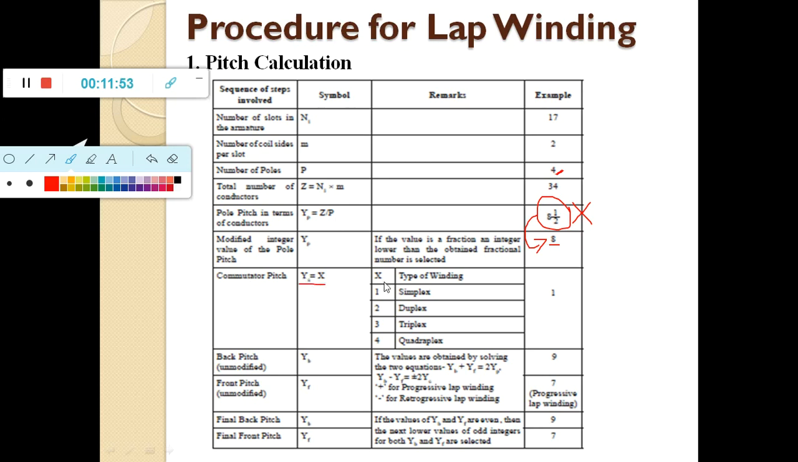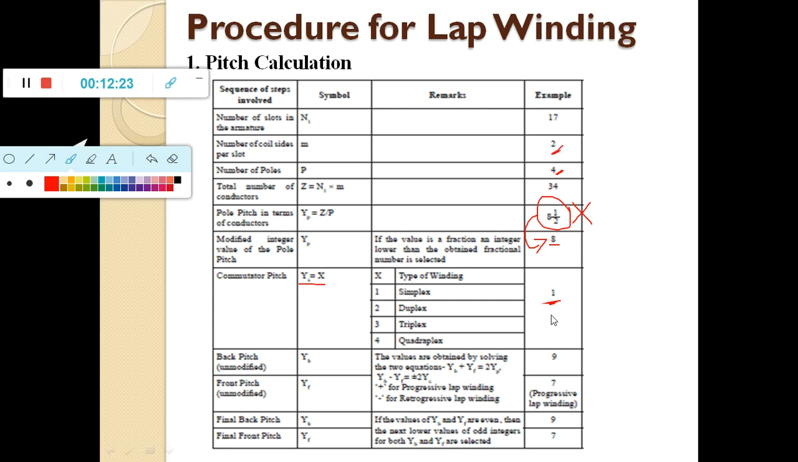where X depends upon the type of the winding: 1 for simplex, 2 for duplex, 3 for triplex, 4 for quadruplex. For this example, let us take it as a simplex winding, therefore X is equal to 1. For this problem, the number of coil sides per slot is 2 and X is equal to 1. It means it is a double layer simplex lap winding. Double layer because of 2, and simplex because the value of X is equal to 1, right? Double layer simplex lap winding.